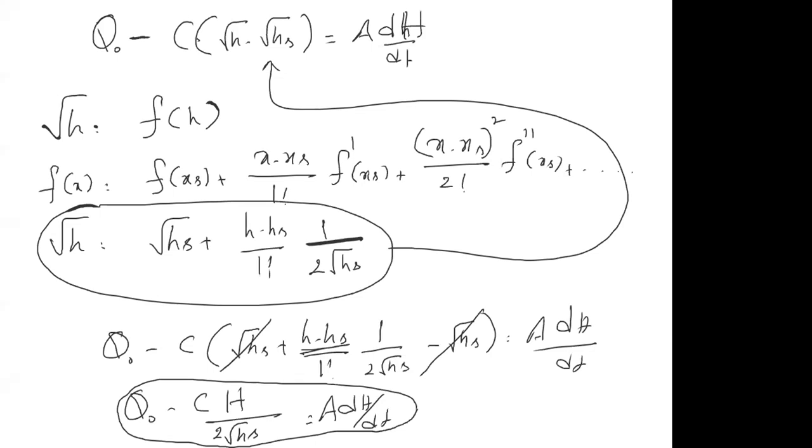So when you have non-linear terms, you have to linearize them using the Taylor series. Suppose you have sin H in the equation, then Q can be C sin H or C cos H. Any non-linear terms that you have, you have to translate them into linear terms using the Taylor series.